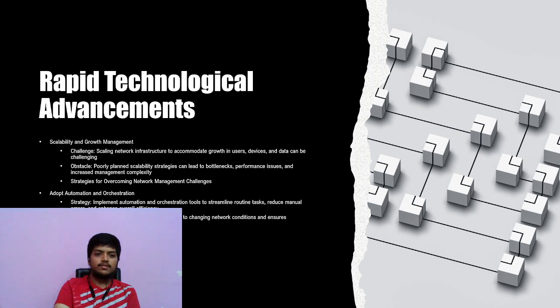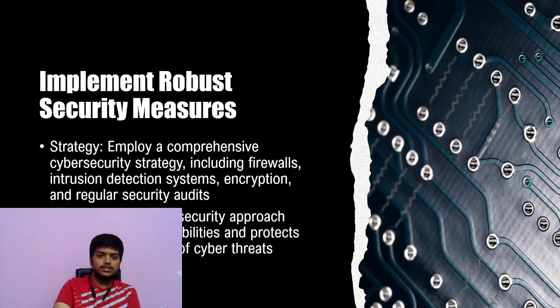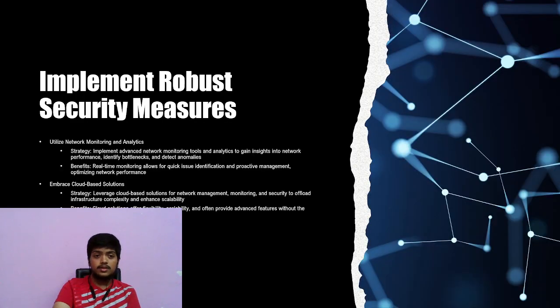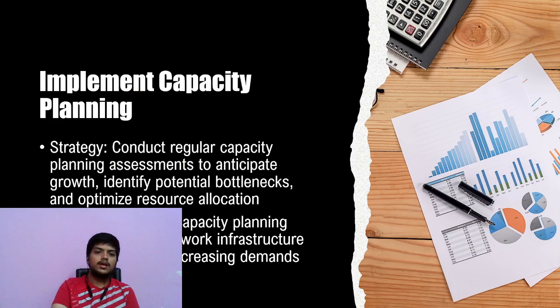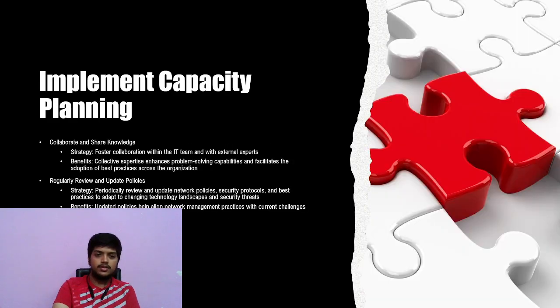Next are solutions: for rapid technology advancement, scalability and growth management, adopt automation and orchestration. Implement robust security management strategies, including firewalls, encryption and regular security audits. Benefits: mitigate vulnerabilities and protect against a range of cyber threats. Training and skill development: benefits include the ability to adapt to new technology and troubleshoot. Implement capacity planning: conduct regular capacity planning assessments to ensure the network infrastructure can meet demand.